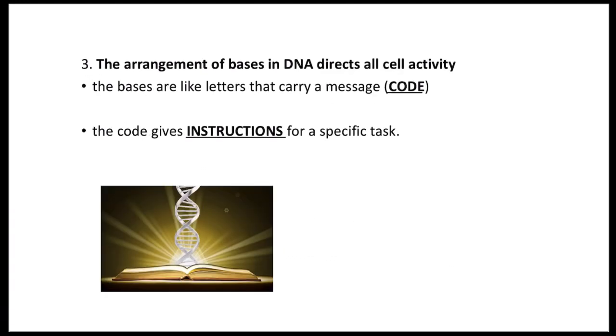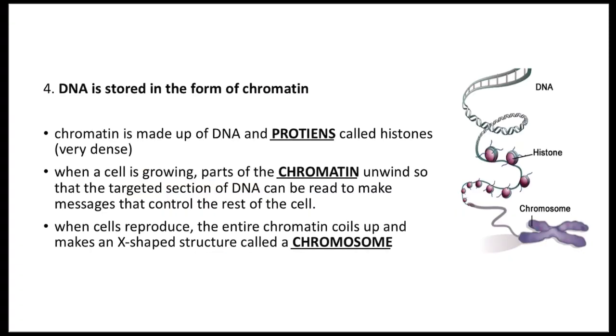The arrangement of bases in DNA directs all cell activity. The bases are like letters that carry a message. We think of this as a code. So the bases are, again, A, T, C, and G. And so these letters in some combination create a code, and then that code gives instructions for a specific task.